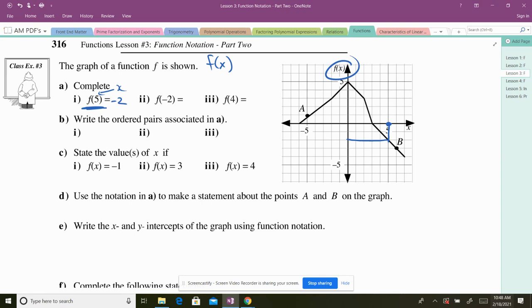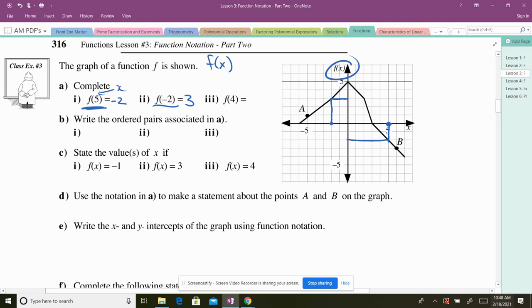What are you confused about? Okay. Well, let's do the next one, see if it clears it up. What's my x value? -2. So we go to -2. It's right there. This time we have to go up, and I get 3.